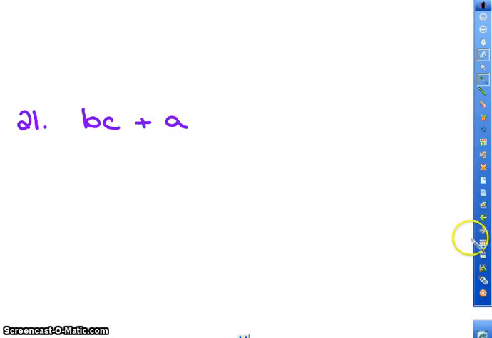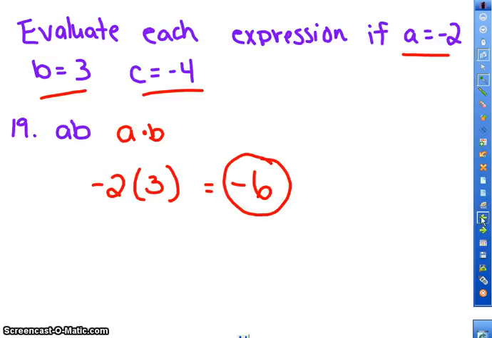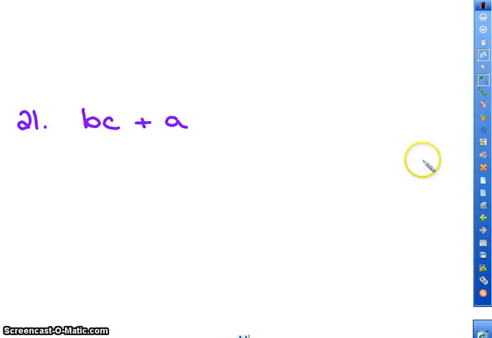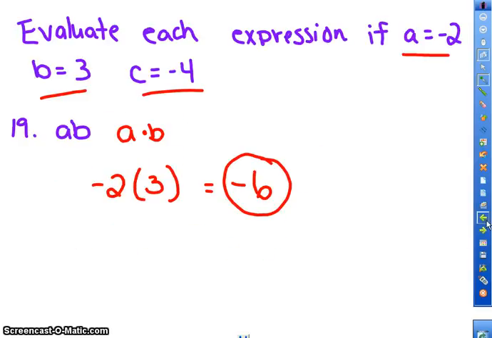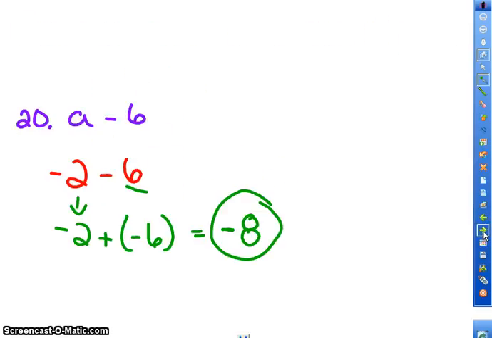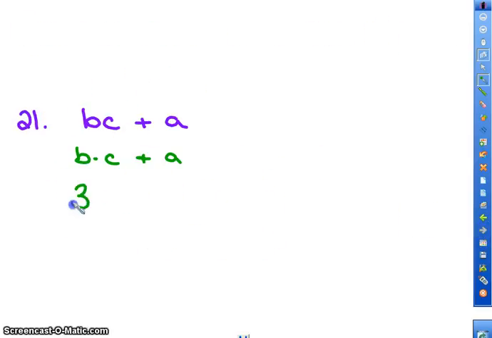Okay, and here's our last one. B, C plus A. So we need to go back. B is 3, C is -4, A is -2. So this means B times C plus A. Okay, and I already forgot my numbers here. Okay. So I have 3 times -4 plus -2.